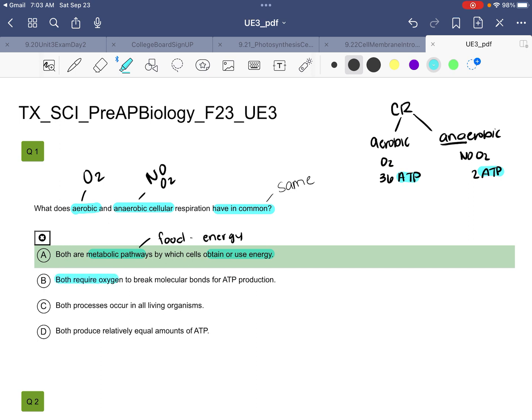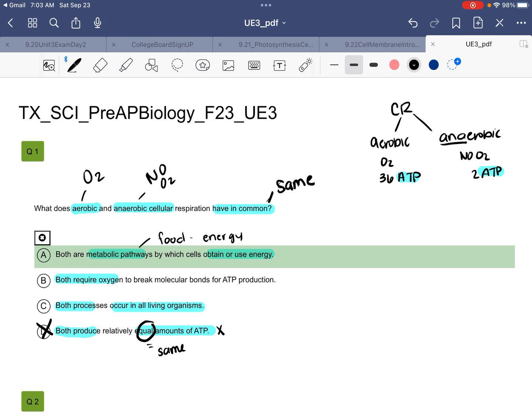Both require oxygen. Both occur in all living organisms. Both produce equal amounts of ATP. So knowing what we know about aerobic and anaerobic, D, equal amounts of ATP, equal means the same. We know that is not true. We know that aerobic is 36 ATP and anaerobic is 2 ATP. So that's why D was not our answer, because again, in our question, they're asking what do they share in common? What do they have that is the same?